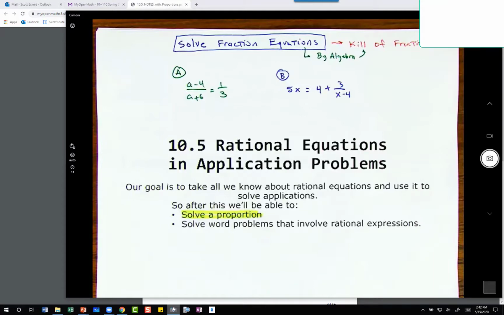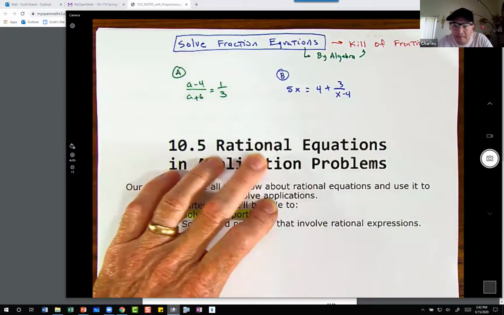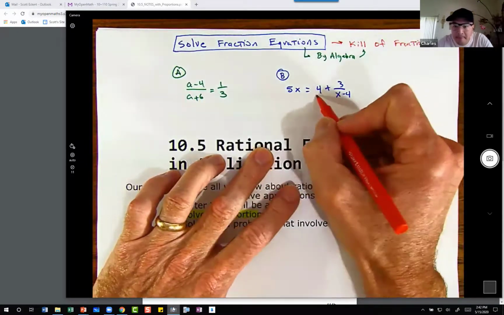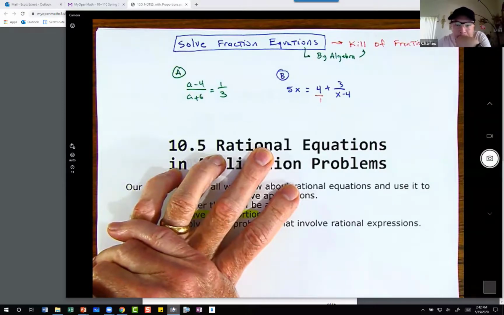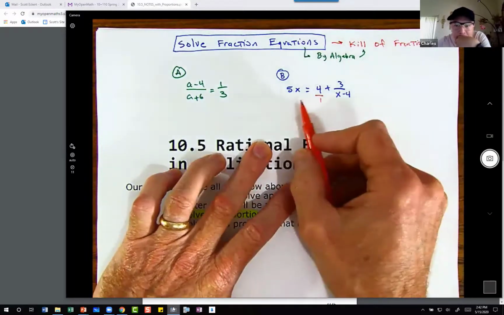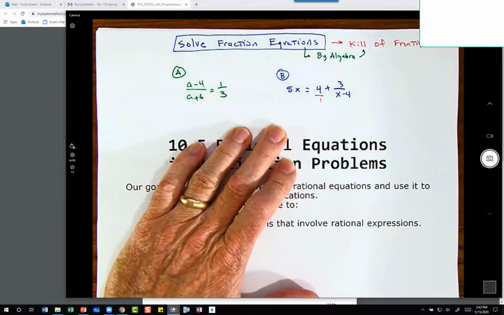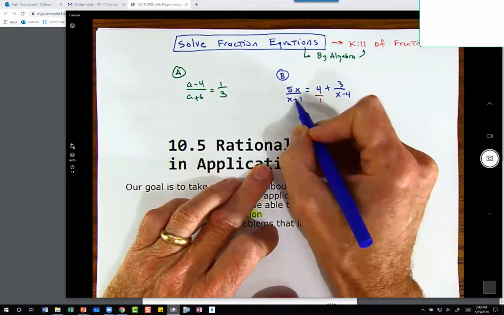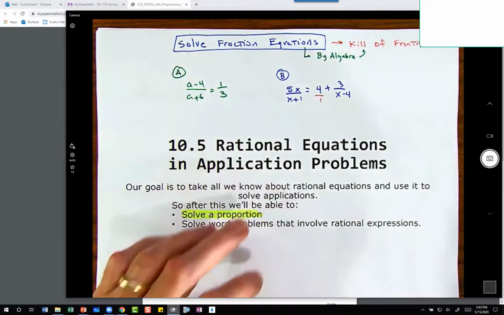Okay. Yeah. These don't have denominators, but I'm going to put a denominator on them. I'm going to make a 1. And I'm even going to make, this is the one we did a few minutes ago, but I'm going to make this one even harder. The blue one is a fraction equation. The green one is a fraction equation.